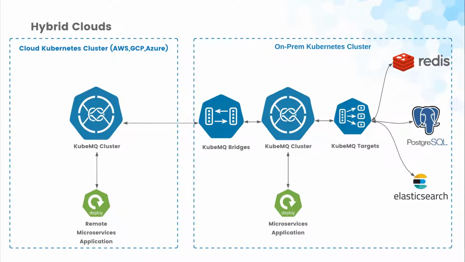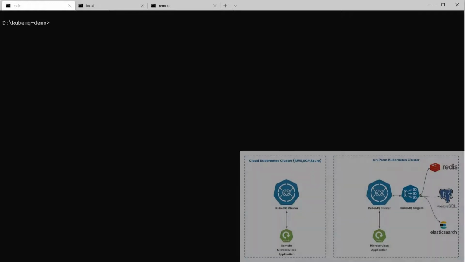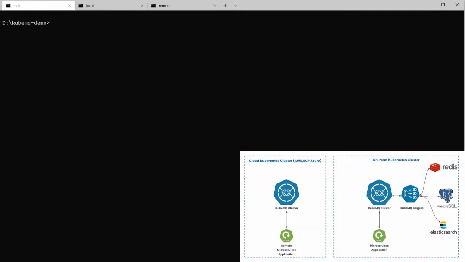In our setup, we will deploy KubeMQ Bridges locally and bridge the Redis, Postgres, and Elastic query channels to the cluster that's running remotely on the GKE Kubernetes cluster. We will use the same application that we used in the microservices demo, but this time we will connect to the KubeMQ cluster on the GKE and consume the Redis, Postgres, and Elastic services that run on the local on-prem Kubernetes cluster. Let's get started.